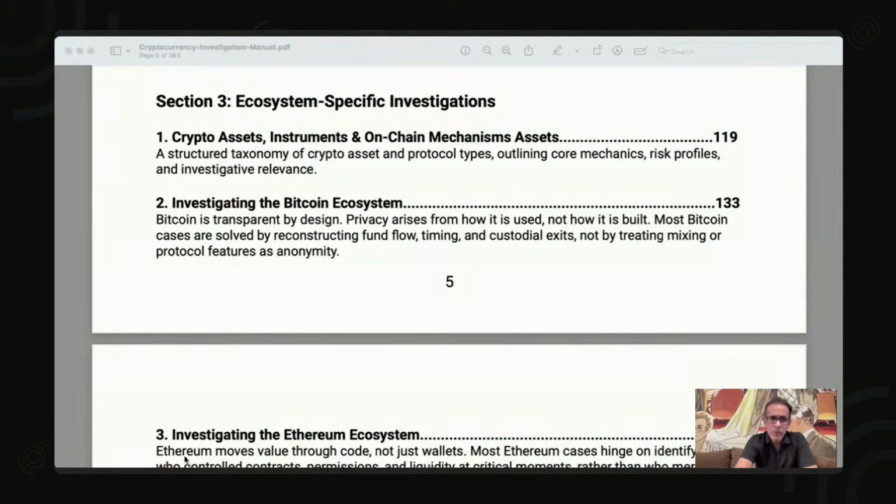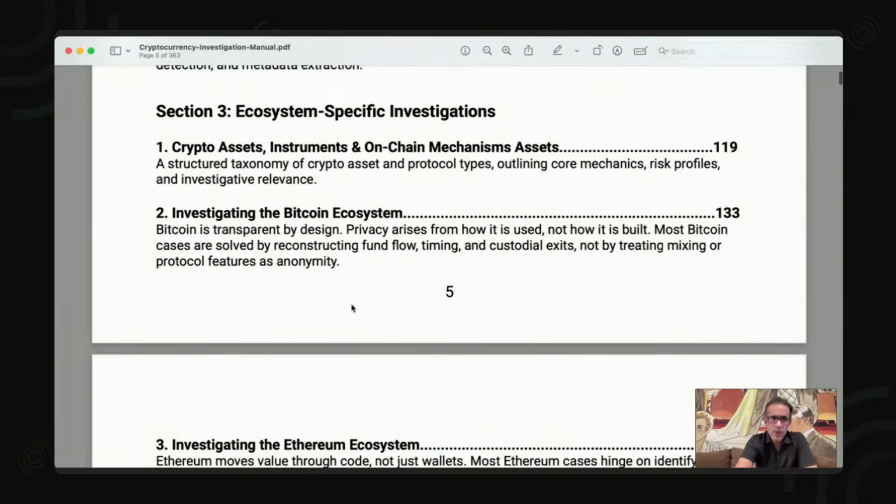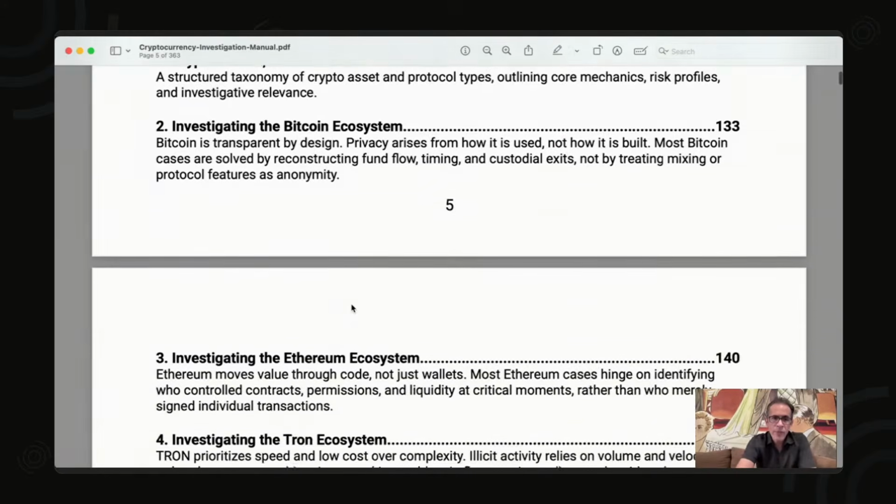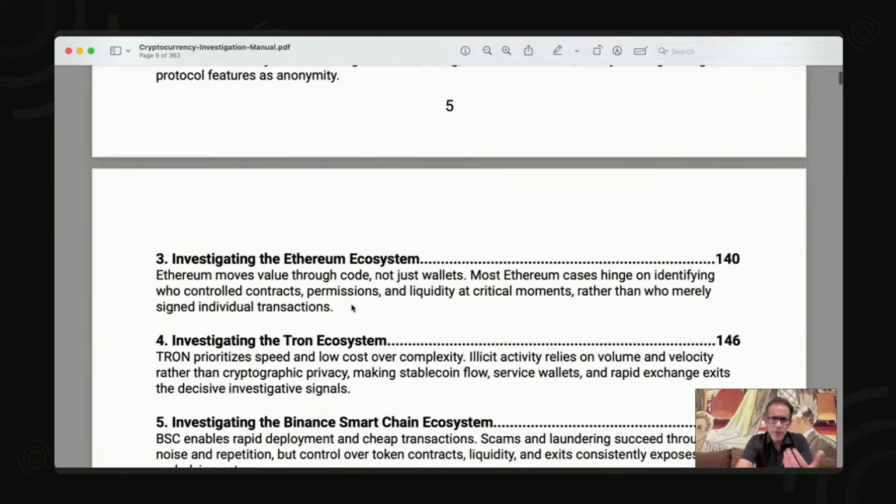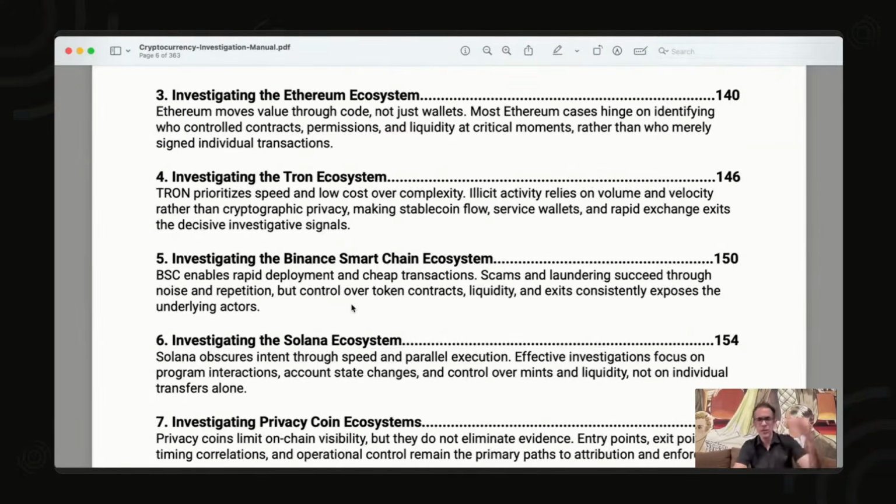Then we move into the third section, which is crypto assets, instruments, and on-chain mechanisms. Now there are more than 50 types of assets and protocol types. You're going to get exposure to all of those. Then we are going to move into specific ecosystem-based investigations. The first one is how to investigate the Bitcoin ecosystem. Then we move into Ethereum, Tron, and the Binance Smart Chain. I would say about 90% of the crimes probably get covered in these.